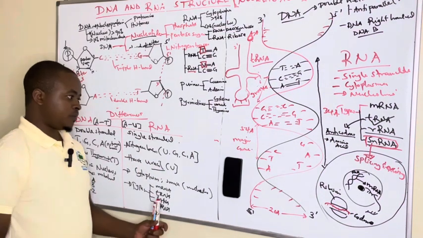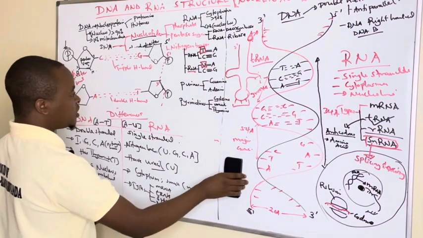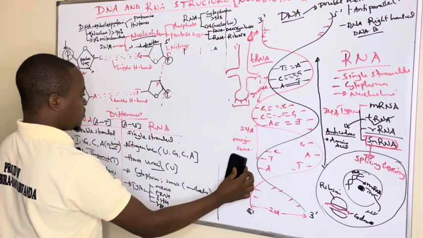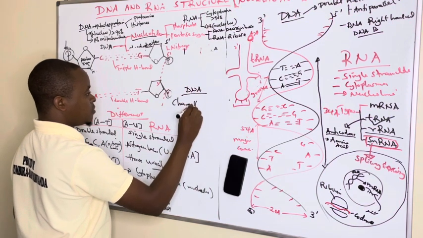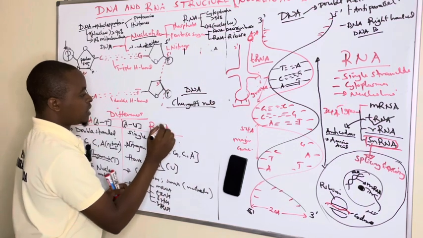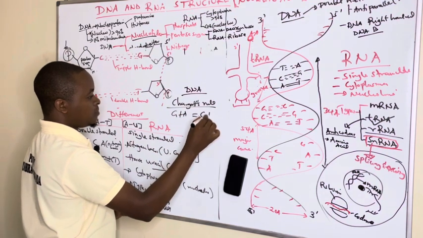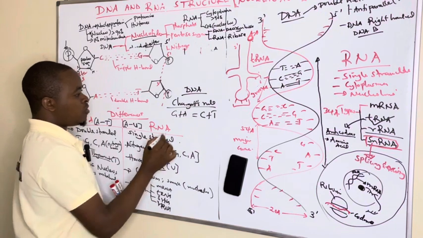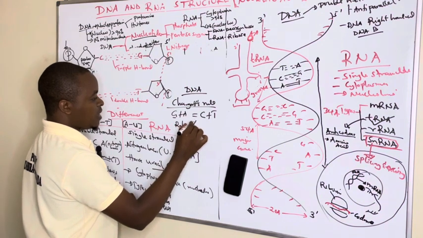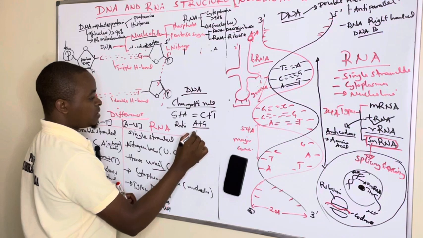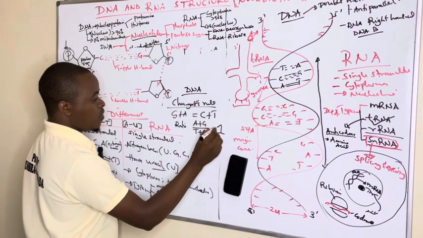As we conclude, we also have a rule which applies only to DNA, whereby DNA obeys what we call Chargaff's rule. Chargaff's rule says guanine plus adenine is the same as cytosine plus thymine. So all these must be equal. If I get the ratio of adenine plus guanine and divide it by thymine plus cytosine, the ratio should be 1.